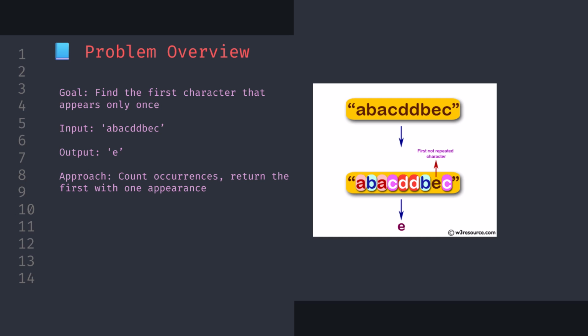We'll scan the string and return the first character that does not repeat. In this example, letters like A, B, and C repeat, but E does not. So E is the correct result.